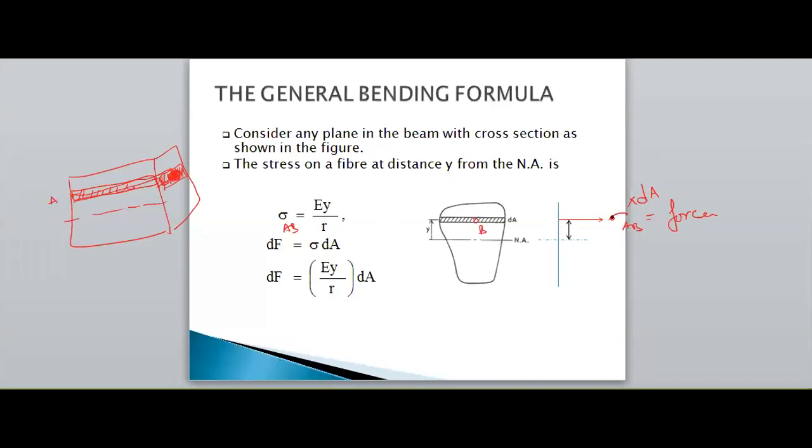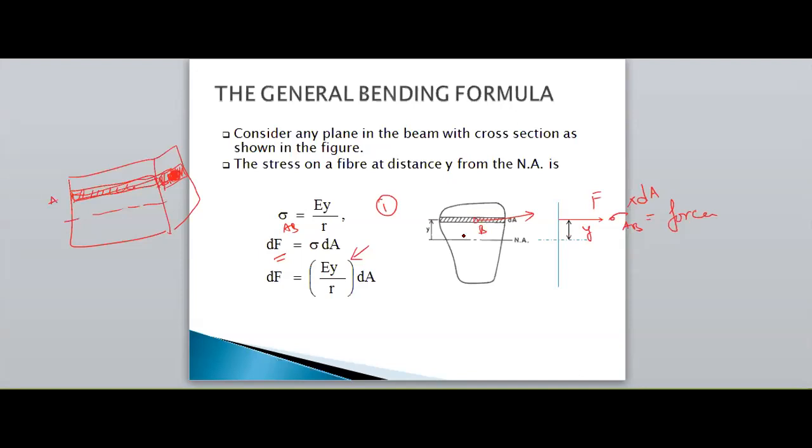Therefore, force is acting now in this direction, perpendicular to the board. Therefore, that is the force applied on the fiber above the neutral axis. Therefore, I can substitute this sigma value now. That is E into Y by R into dA. E into Y by R, whatever we have proved in equation 1, I have substituted the value. That is the force applied above the neutral layer.